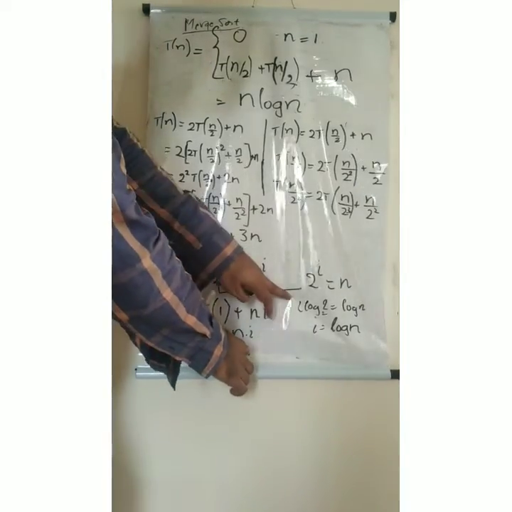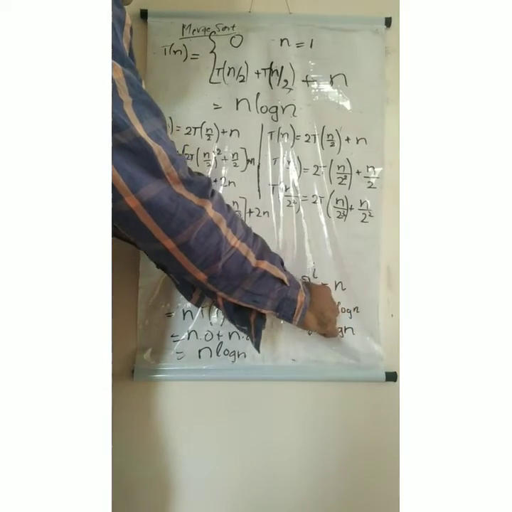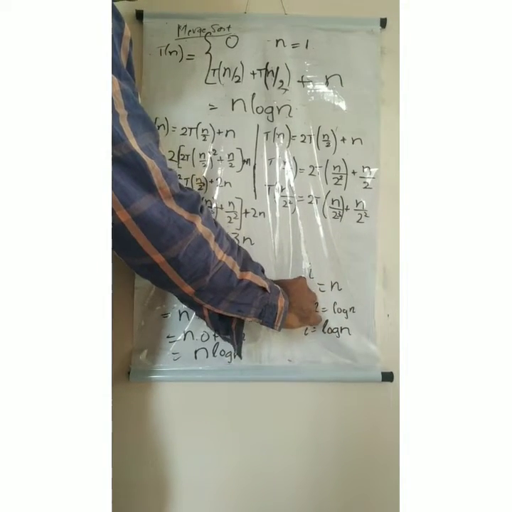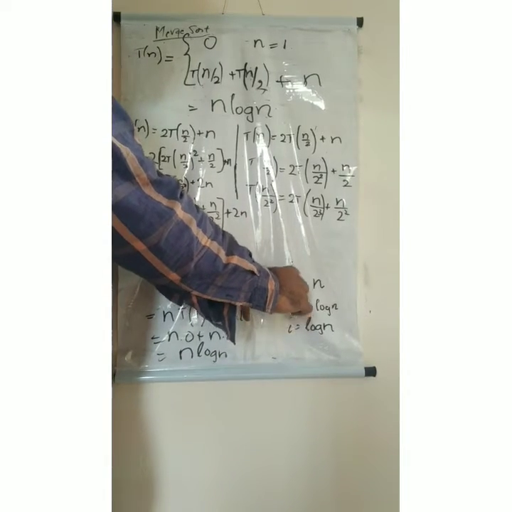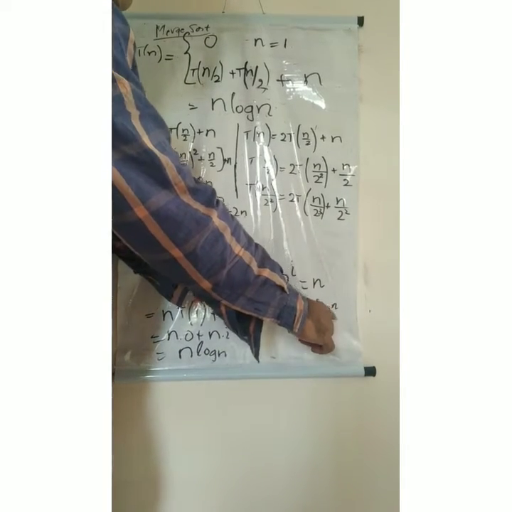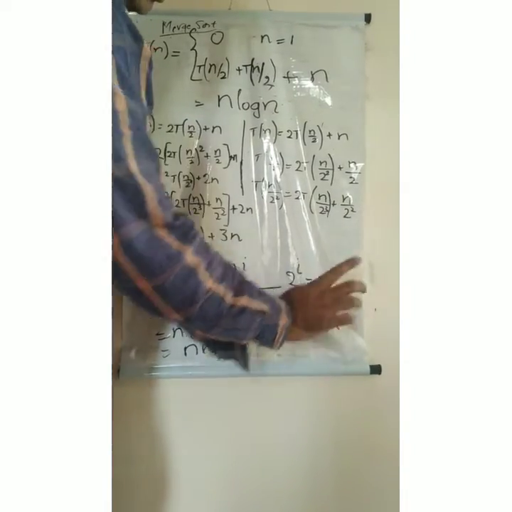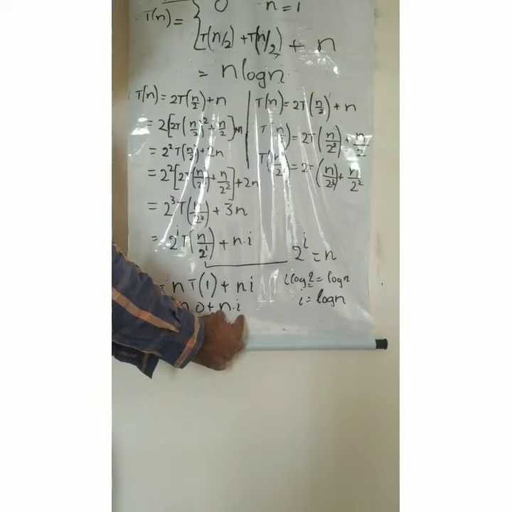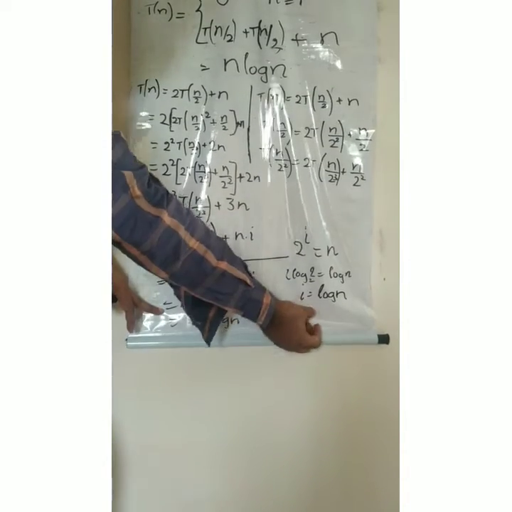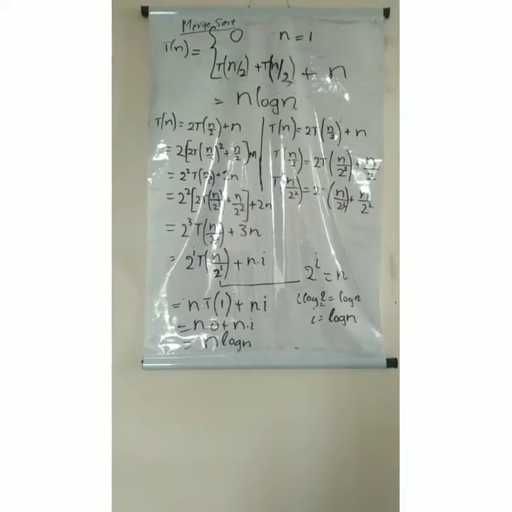Now take this equation, take the log on both sides. So this becomes log of 2 to the power of i is equal to log n. So i into log of 2 base 2 is equal to log n. Log of 2 base 2 is equal to 1, so i is equal to log n. Here we are left with n into i, so n into log n. So n log n is the efficiency of merge sort.